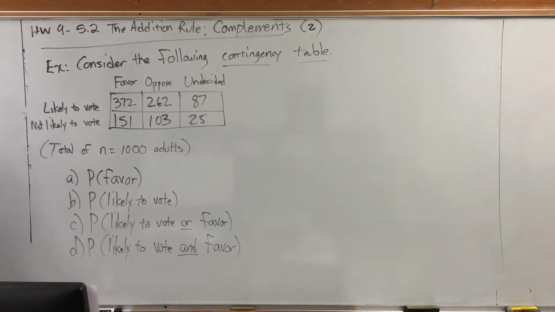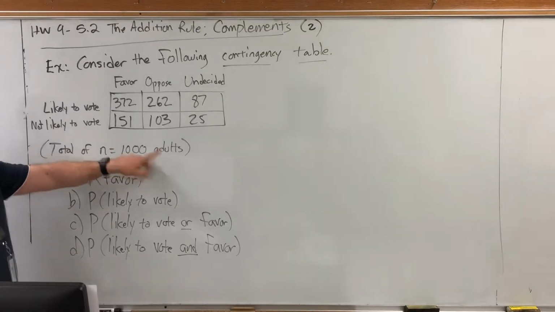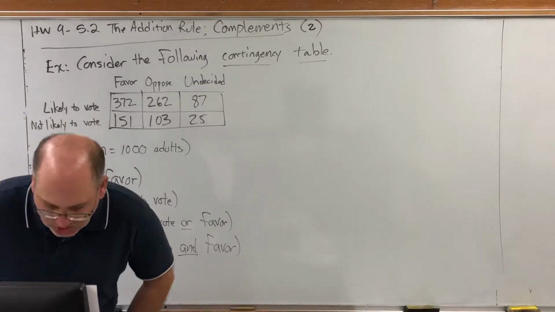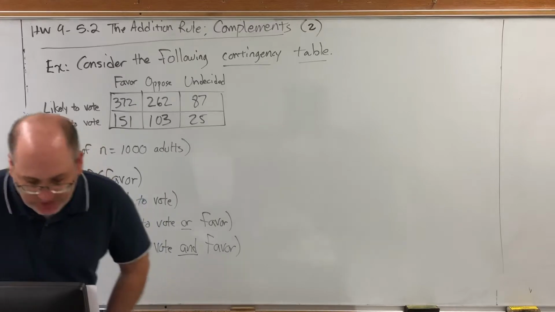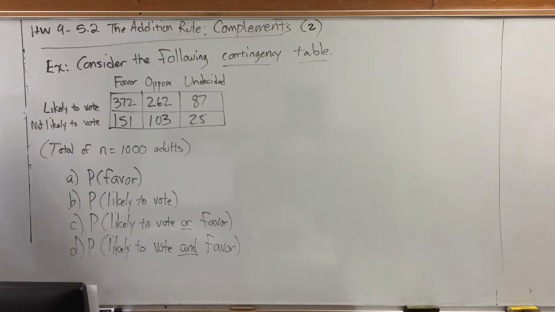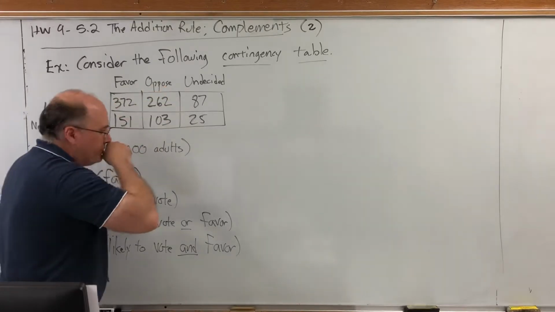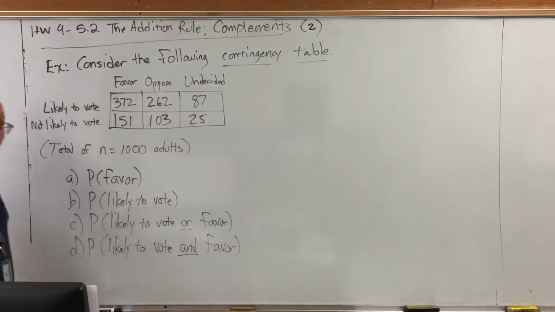For example, 1,000 adults were surveyed and they were asked two questions. Question number 1, are you likely to vote or are you not likely to vote? And question number 2, for a certain proposition, not sure what the proposition or law was, they were asked whether they favor it, whether they're opposed to it, or whether they're undecided about the proposition.